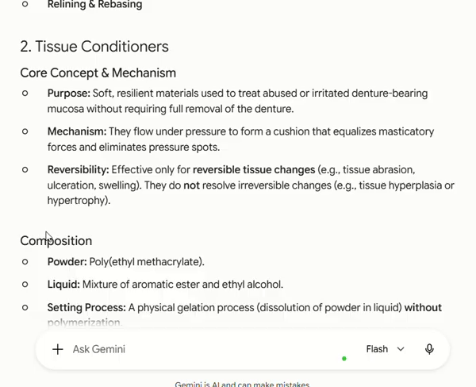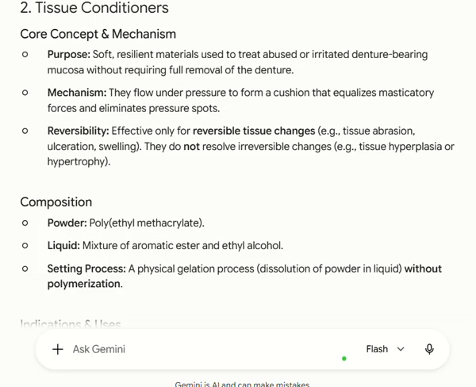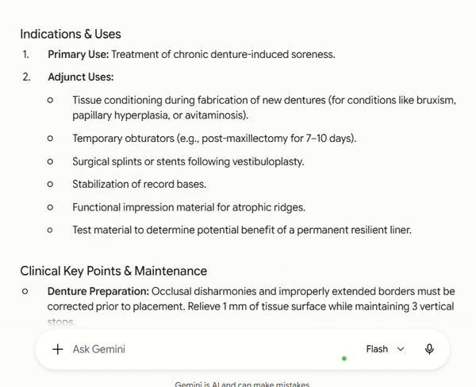Composition: powder, poly ethyl methacrylate. Liquid, mixture of aromatic ester and ethyl alcohol. Setting process: a physical gelation process, dissolution of powder in liquid, without polymerization. Indications and uses. Primary use: treatment of chronic denture-induced soreness. Adjunct uses: tissue conditioning during fabrication of new dentures, for conditions like bruxism, papillary hyperplasia, or avitaminosis.